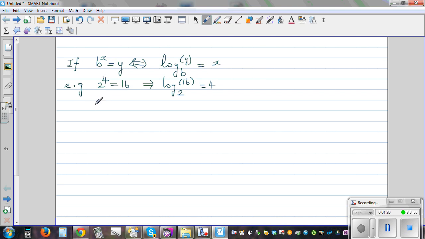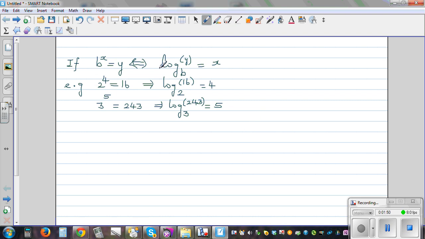But let me do one more example. Say 3 to the power 5 is 243. You can use a calculator. So the same thing can also be written as log base 3 of 243 is equal to 5. So 3 to the power 5 is 243.